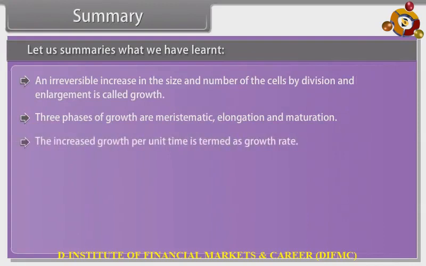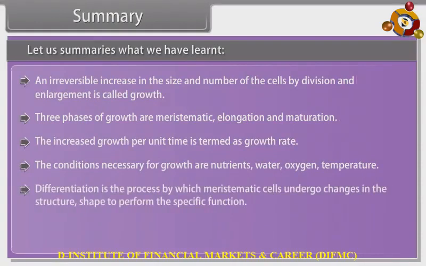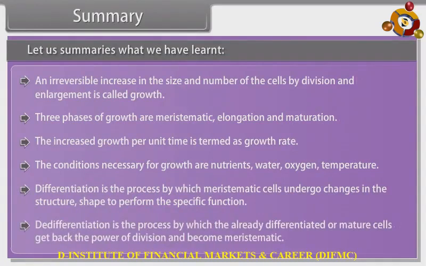The increased growth per unit time is termed as growth rate. The conditions necessary for growth are nutrients, water, oxygen, temperature. Differentiation is the process by which meristematic cells undergo changes in the structure, shape to perform the specific function. Dedifferentiation is the process by which the already differentiated or mature cells get back the power of division and become meristematic.